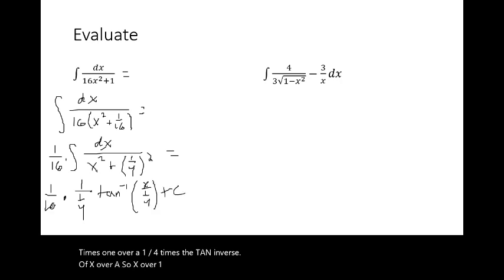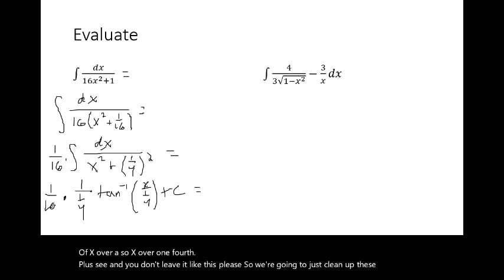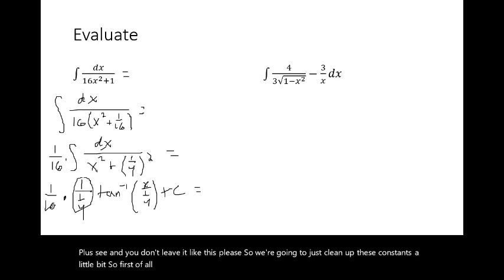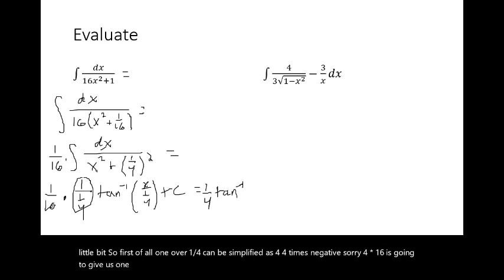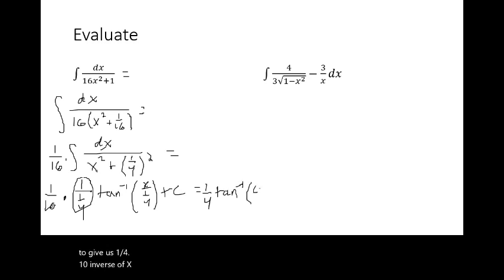And don't leave it like this, please. So we're going to just clean up these constants a little bit. First of all, 1 over 1/4 can be simplified as 4. 4 times 1/16 is going to give us 1/4. Tan inverse of x over 1/4 can be simplified as tan inverse of 4x, plus c. And that looks a lot better.